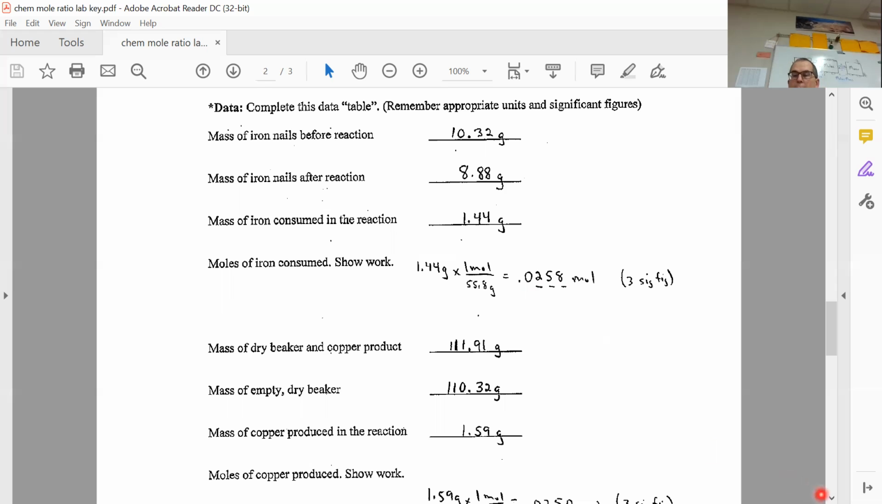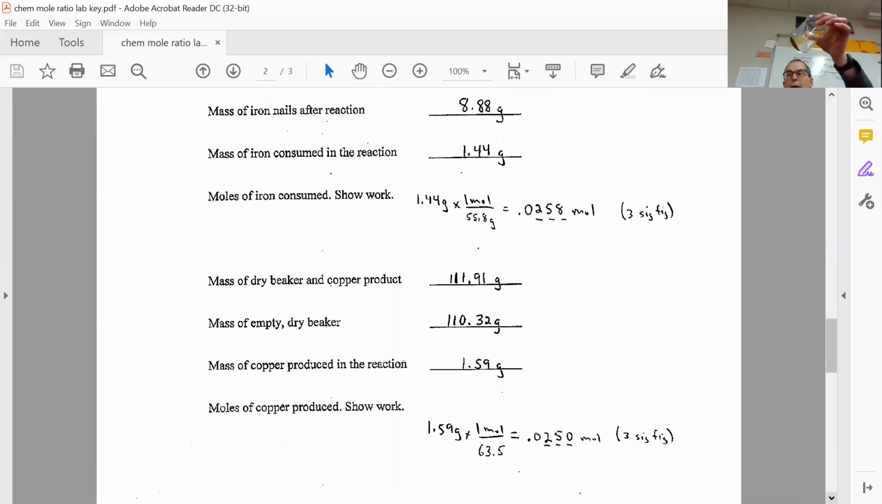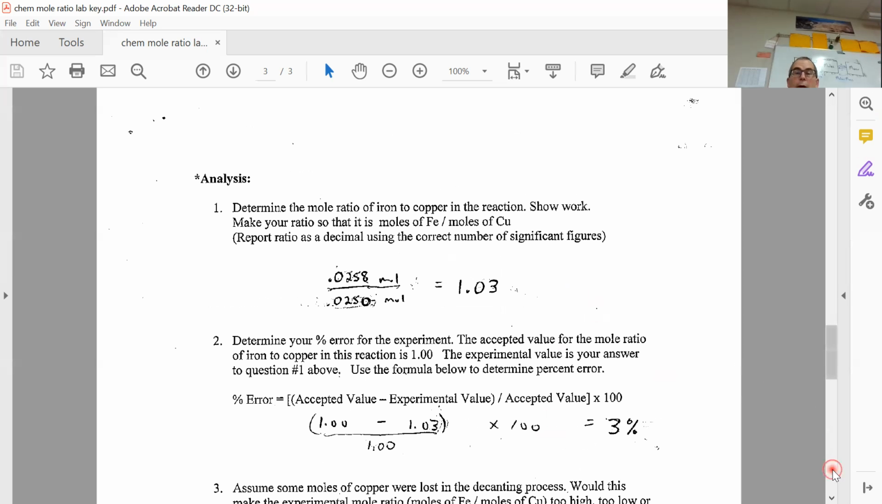I'm going to do the same type of reasoning for figuring out how much copper was produced. I have a beaker, I weighed it empty, and I weigh it with the copper in it. It has the copper in right now. And the difference, when I subtract that out, is 1.59 grams. I divide that not by 55.8 up here, I divide it by the molar mass of copper, which is 63.5. I get 0.0250 moles. Okay, so these two are really close, but it looks like the moles of iron is just a little bit bigger when you look at that third significant figure.